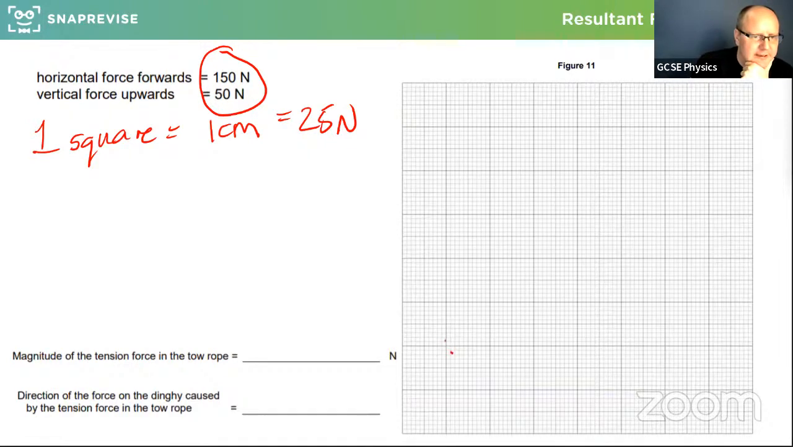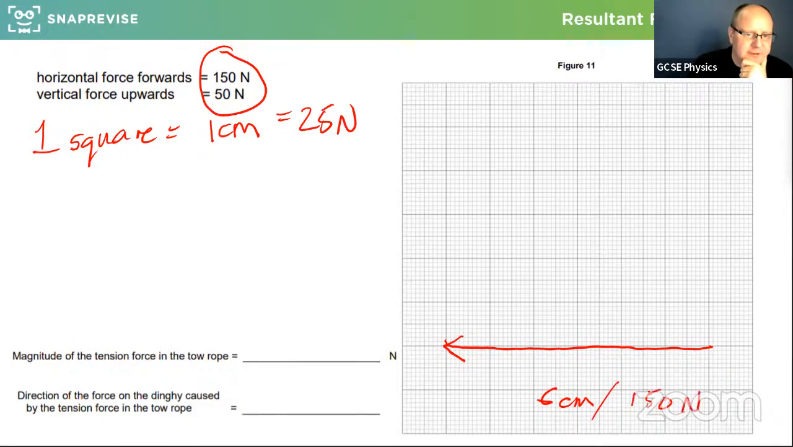Let me try and draw it accurately for you. 1, 2, 3, 4, 5, 6. And that's to the left. There we go. So that line is 6 centimeters long, and that means it's 150 newtons. So we've done that. Then we need to add in our vertical force, and that is 50 newtons. So that's going to be 2 centimeters long. Starting now, 1, 2, there we go. 2 centimeters, and that represents 50 newtons there.